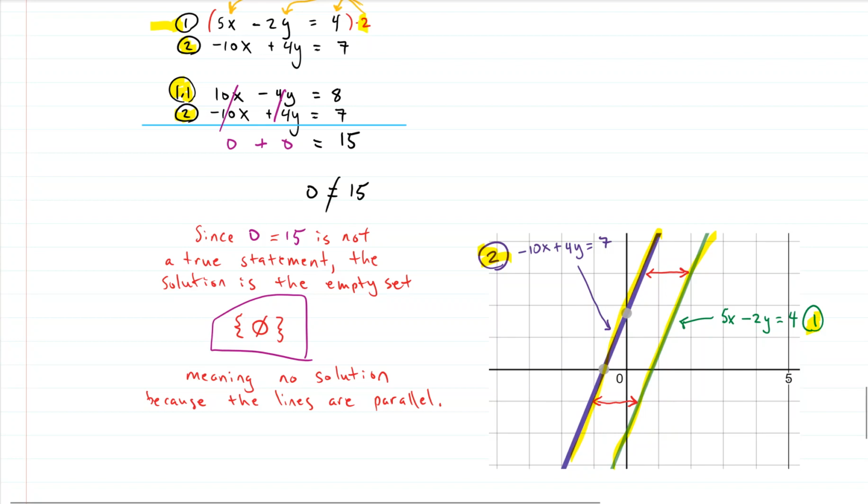Hopefully this helped you out. This was using the addition method to solve a system of equations, which didn't turn out very good for us because there wasn't a solution, but that was the whole point of the video. We used the addition method to try to solve a system of linear equations in 2 variables.